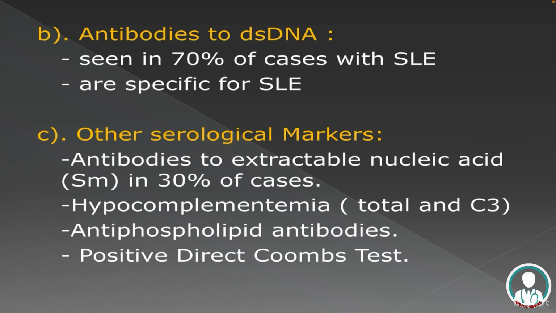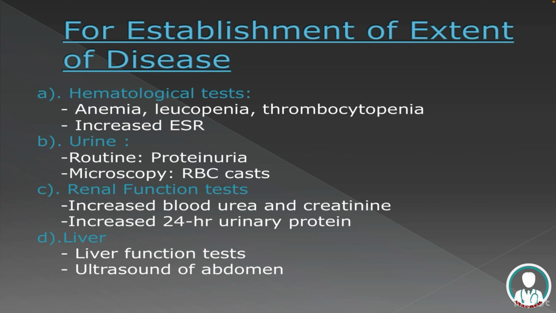Antibodies to double-stranded DNA are seen in about 70% of the cases with systemic lupus erythematosus, that is SLE, and are specific for SLE. Other serological markers are antibodies to extractable nuclear antigen, that is anti-Smith antibodies, in about 30% of the cases. There is hypocomplementemia, that is the decrease in both total complement and C3 complement protein. Antiphospholipid antibodies are present and the direct Coombs test is positive.